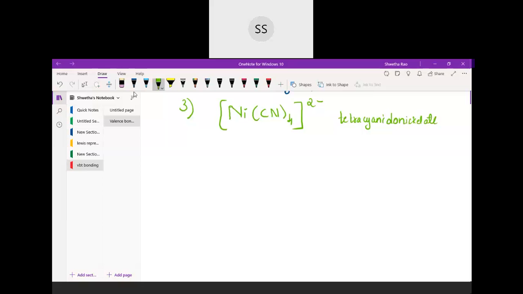For the oxidation state, cyanide is -1 into 4, so -4, and this -4 will go to that side and become +4. +4 minus 2 will be 2. So it is 2, and then you end the name with ion. Very good. So it is tetracyanidonickelate(II) ion. Now I want you to try out this complex and tell me the hybridization you are getting, the geometry, the magnetic property and the type of complex.